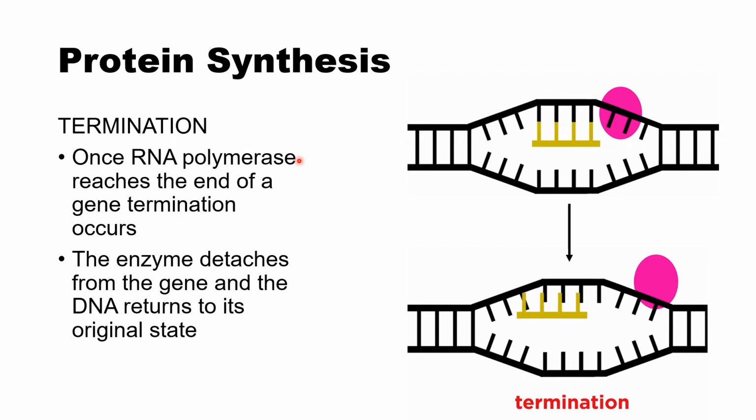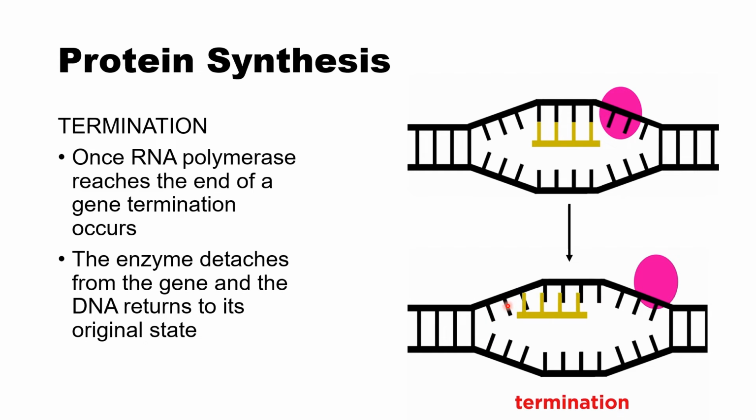Then, after niya mabuo itong mRNA, ito na yung mRNA. So, after niya mabuo, termination na yung magaganap. So, yung termination, once the RNA polymerase reaches the end of a gene, termination will occur. So, yun. Pag na-reach na niya, wala na siyang pwedeng pag-move on, then termination will occur. So, the enzyme will detach from the gene and the DNA returns to its original state. So, yan, madedetach na lahat. Yung enzyme, hindi na siya magbabind doon sa gene, and then yung mRNA, madedetach na rin, and then babalik sa dati itong gene na to.